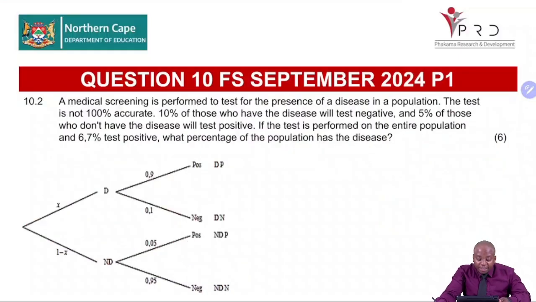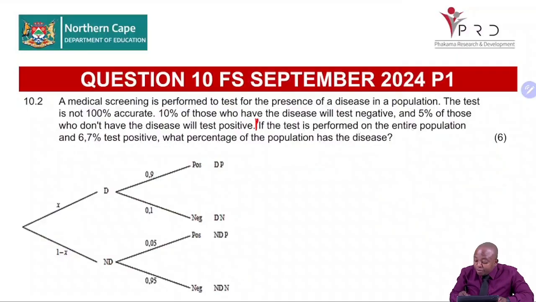Now let us look at 10.2. Grade 12, we are now going to focus our attention on 10.2, and in 10.2 we are given 6 marks to complete it. The question says, if the test is performed, now we're going to answer the question, because the first part we have dealt with already.